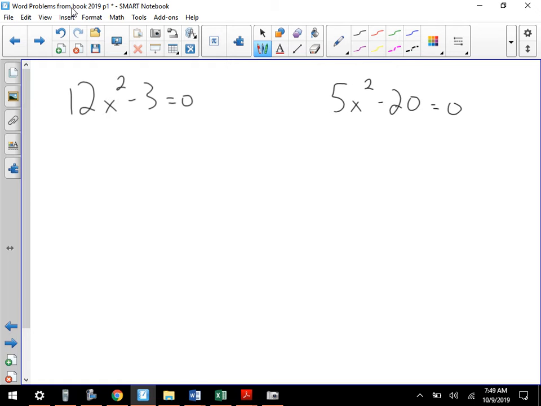Anytime you're given two terms, a square term and a constant, or anything which is two terms, you always want to ask yourself right away, is there a GCF? In this case, I'm looking at the one on the left. What's the GCF of 12x squared minus 3? 3. The one on the left.